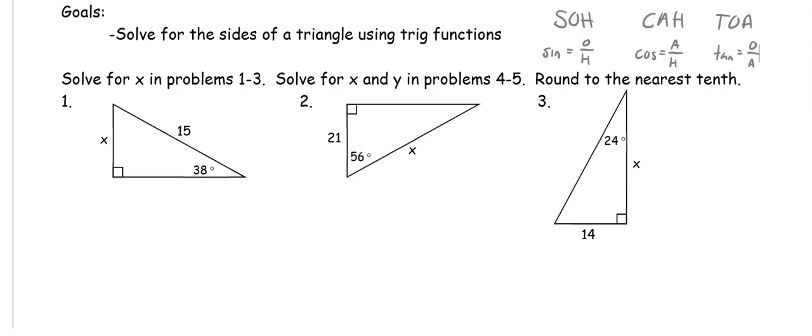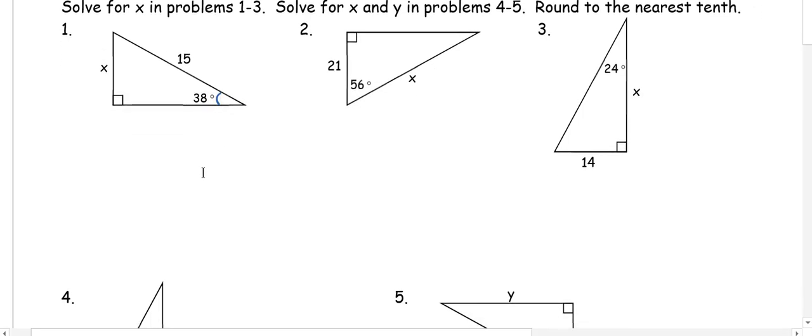So in number 1, based on our 38-degree angle, we are going to label our sides. I always label opposite and hypotenuse first, and then the third side has to be the adjacent. The opposite is across from the angle, the hypotenuse is across from the right angle, the adjacent is the leftover. In this case, we have a number or a variable on the opposite and the hypotenuse sides. So the trig function that uses opposite and hypotenuse is sine. So we're going to have the sine of 38 equals x over 15.